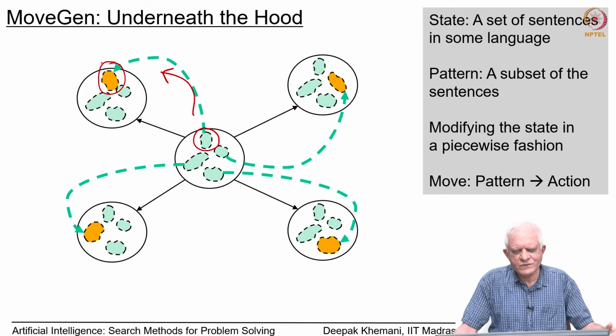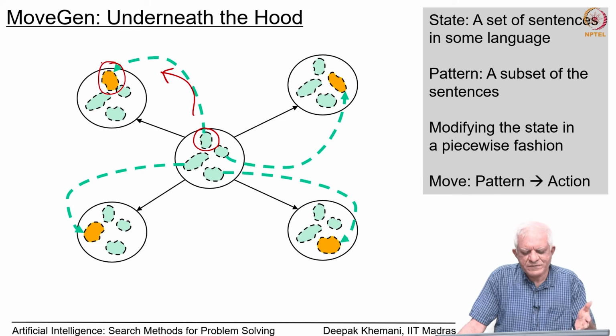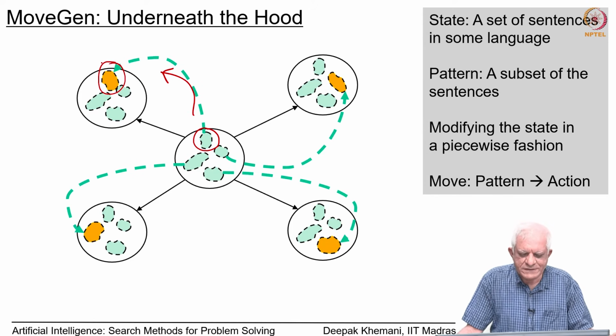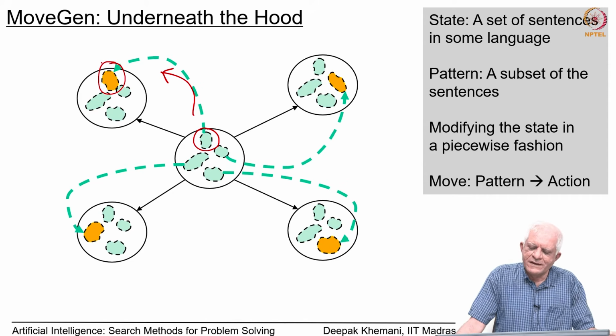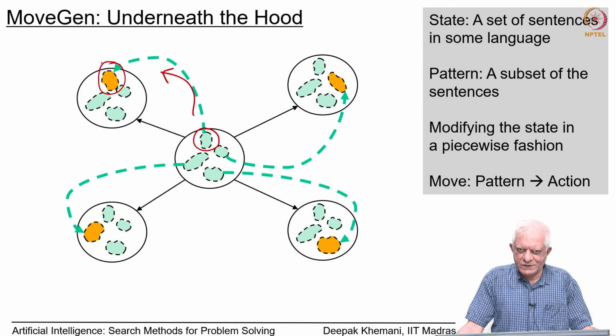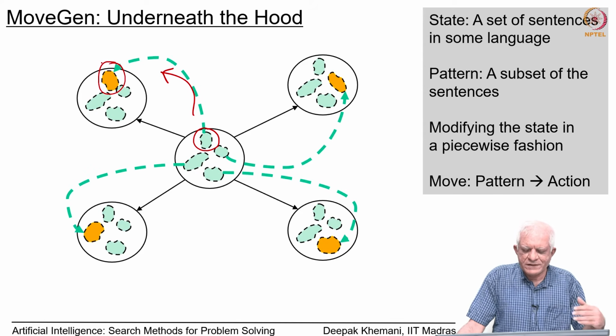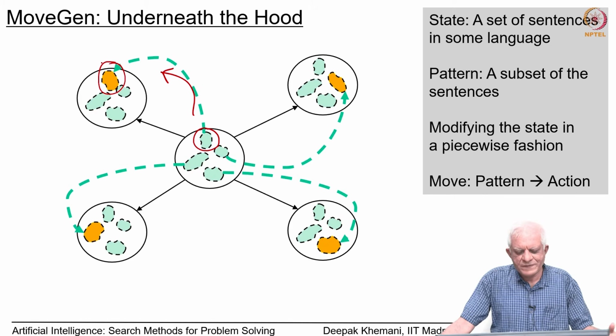So, in this example I have shown 4 moves, and in some sense they may operate on 4 different parts of the state. It could be overlapping, but for the sake of simplicity we have drawn it like this essentially. So, that is the idea of pattern directed inference system, that you look for patterns and you look for actions which are associated with those patterns and implement some way of doing this whole thing.